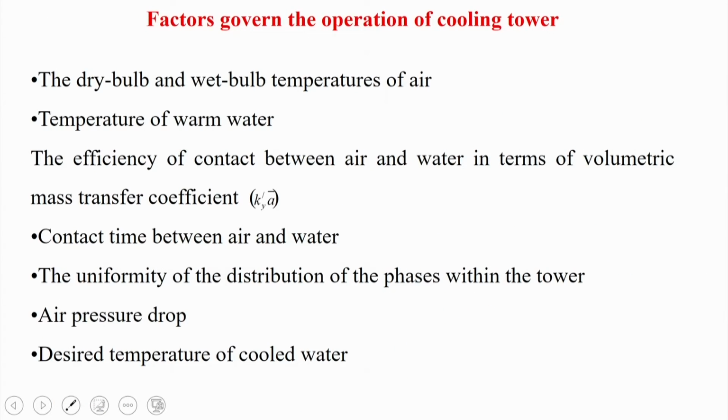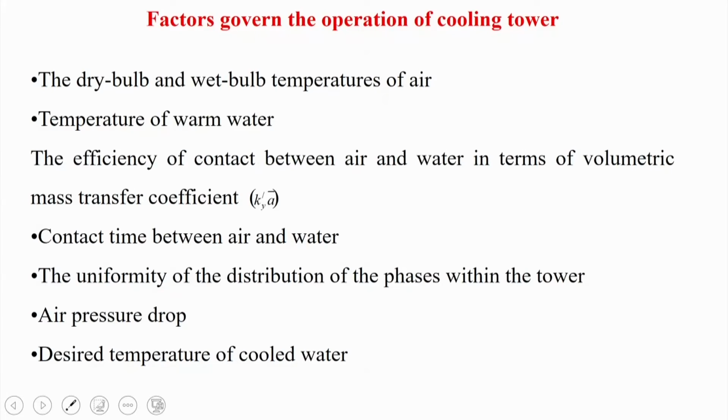The factors that govern the operation of the cooling tower are the dry bulb temperature and the wet bulb temperature of air, that is obvious, and the temperature of the warm water. What is the inlet temperature of the warm water? If the temperature of the warm water is very high, then the temperature of the cold water exiting from the bottom of this cooling tower will also be high.